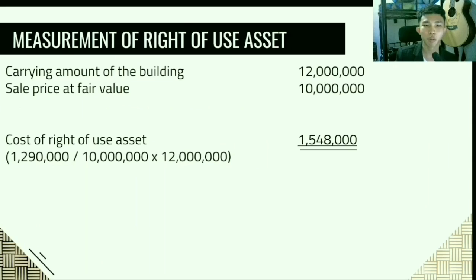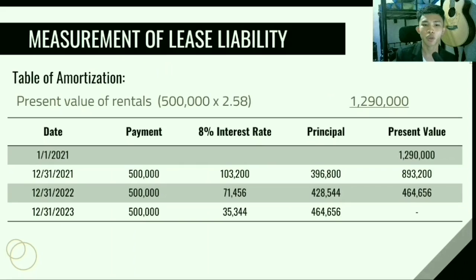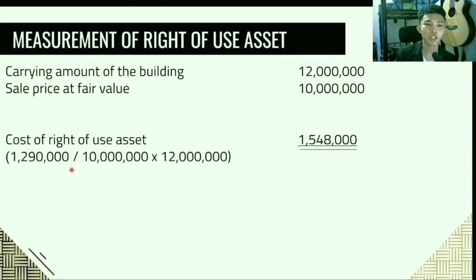Punta naman tayo sa pagme-measure natin ng right of use asset. So, pagme-measure naman natin ng right of use asset, kukunin natin yung present value ng lease liability, which we can see here, 1,290,000. We have the present value of the lease, i-divide natin siya sa fair value, which is 10 million. Then, i-multiply natin siya sa carrying amount of the building, 12 million. We will get 1,548,000 as our cost of the right of use asset.